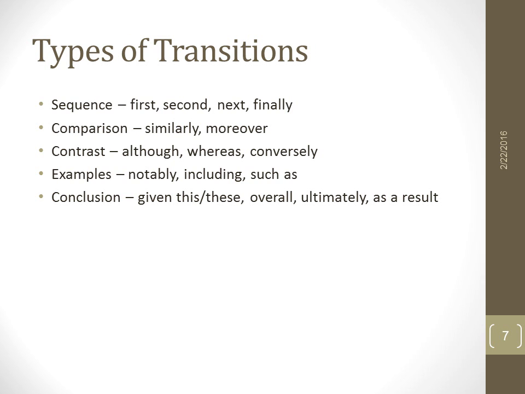Some different types of transition words. We have different categories here. We have transitions of sequence, comparison, contrast, example, and conclusion. Now there are others, but these are some of the more commonly used ones. Sequence, of course, is going chronologically, so first, second, next, finally. Comparison, where you're comparing 2 topics, so similarly, moreover. When you're contrasting, when you're showing the difference between things, so although, whereas, conversely, you can see the idea here that all of these words are showing relationships between ideas, usually between clauses or sentences.